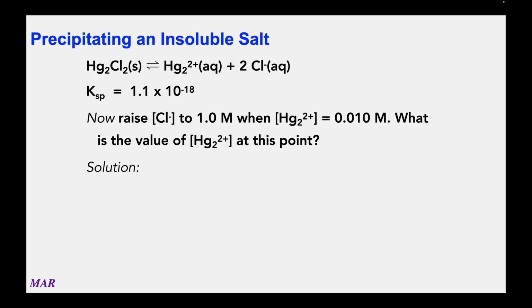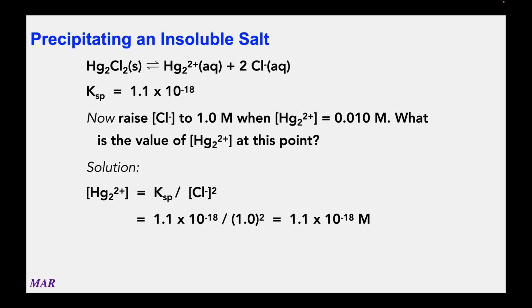And again, chloride is so cheap in terms of NaCl, hydrochloric acid, whatever, it shouldn't be too hard to do this. How much mercury is left? And that's a totally fair question. Well, it's back to the KSP expression for us. In this case, KSP equals mercury times chloride squared, but we want to solve for mercury. We want to know how much is left. So the mercury is going to be the KSP divided by the chloride ion squared.